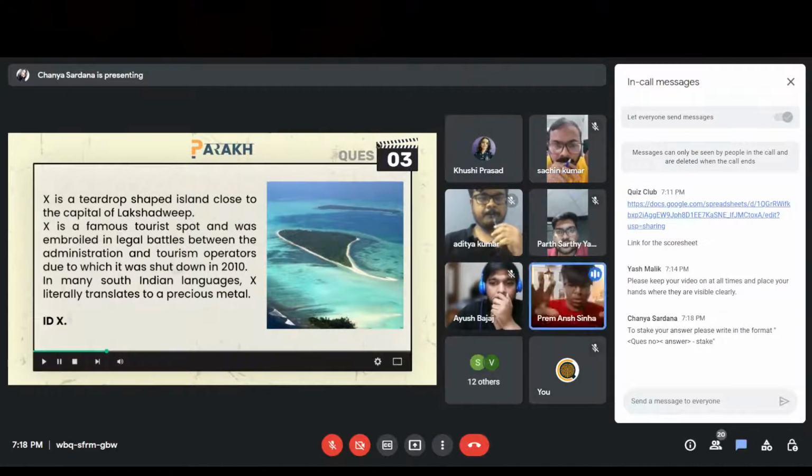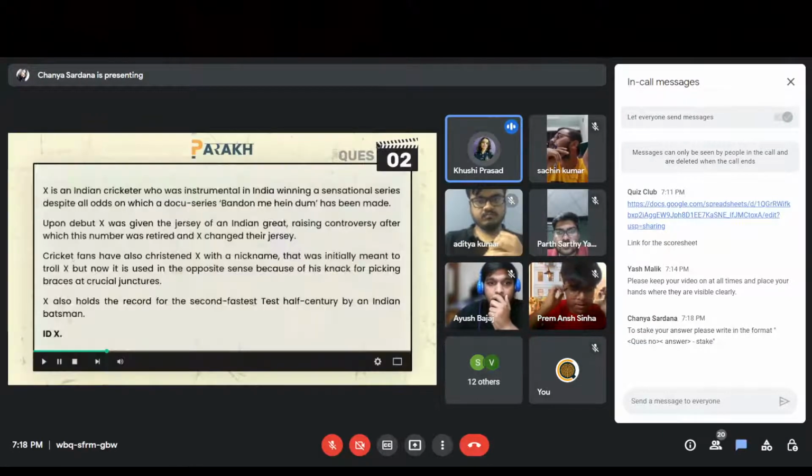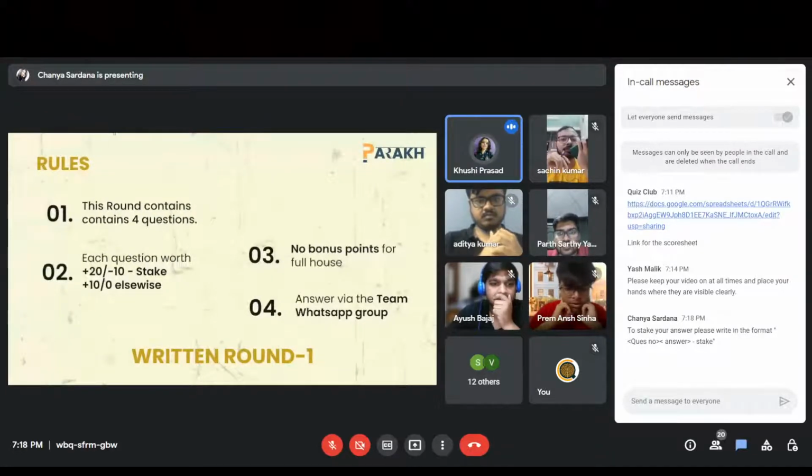Could you please show the scoring scheme, because I'm not sure about what that stake means. Yes, so the scoring scheme is: if you're sure of your answer, you can stake on it, and if you get it correct, you will be awarded 20 points, and if you get it wrong, you will be awarded minus 10 points. And if you're not so sure of your answer, you can just give us your guesses, and if it is correct, you will be awarded 10 points, otherwise zero. There will be no negative marking in the second case. Hope this clears that.